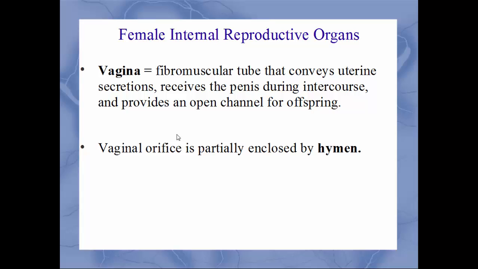The vagina, the fibromuscular tube that will convey uterine contractions, helps receive the penis for intercourse, and provides the birth canal for the baby to be born. And this is partially enclosed by a thin membrane called the hymen.